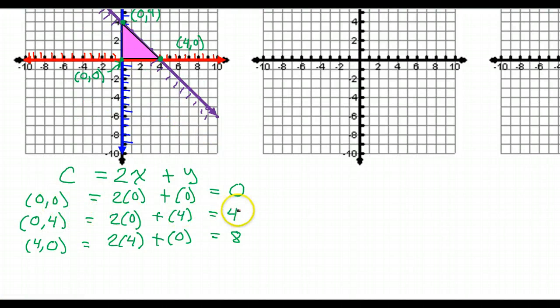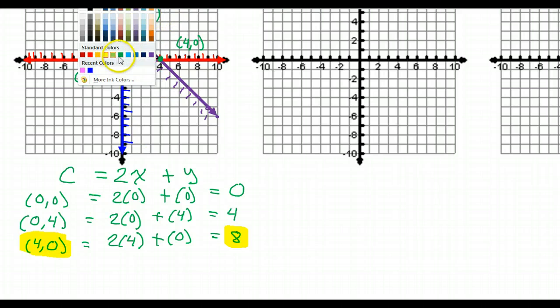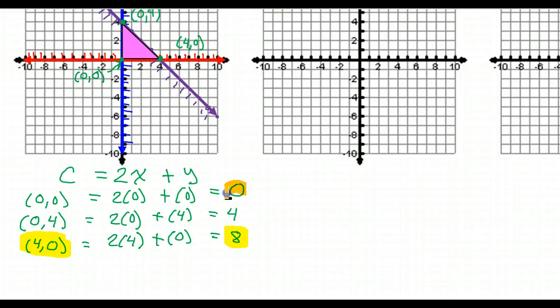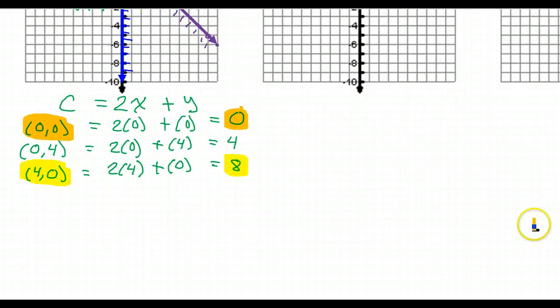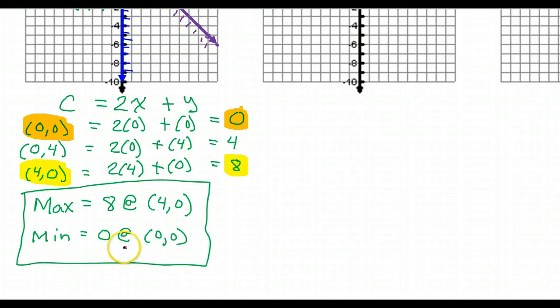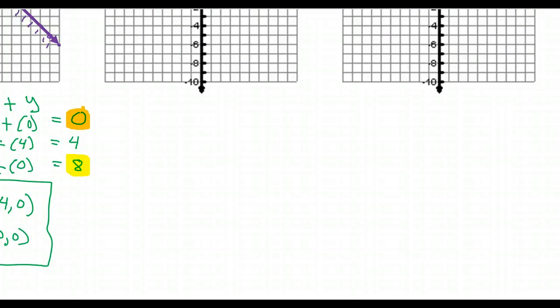Okay, so these are the results of substituting each of the three vertices into the objective function. And as you can see, we have a maximum value of 8 coming from this point right here. And we have a minimum value of 0 coming from 0, 0. So this is how you should record your final answer. Alright, 2 more to go.